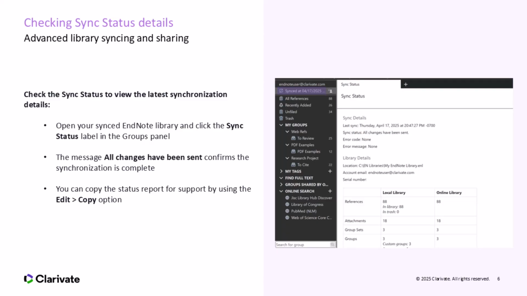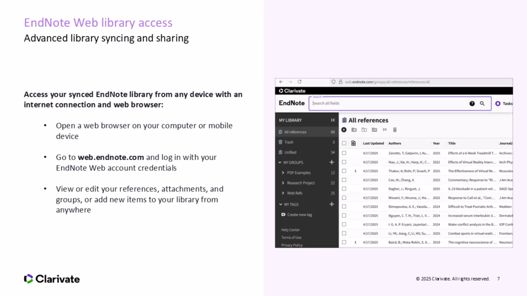Once your library is synced with EndNote Web, you can access it from almost any device with an internet connection, whether at home, in the office, or on the go. You only need a web browser. First, open your web browser on your personal computer or mobile device. Then navigate to web.endnote.com and log in with your EndNote Web account credentials.